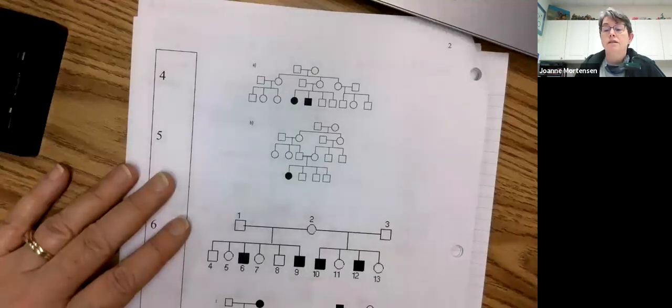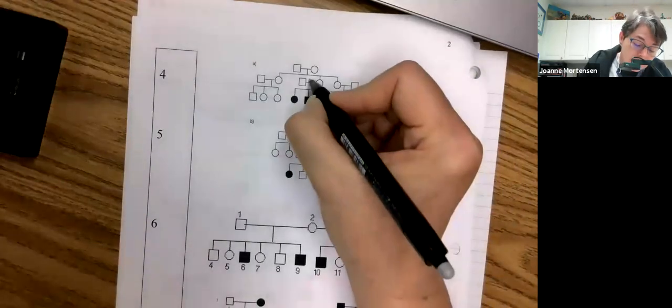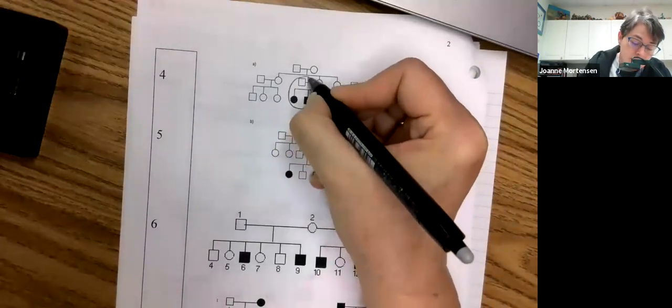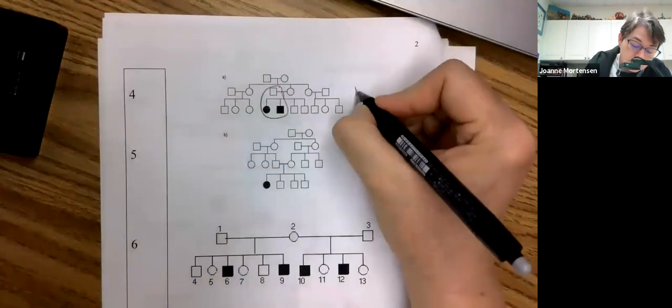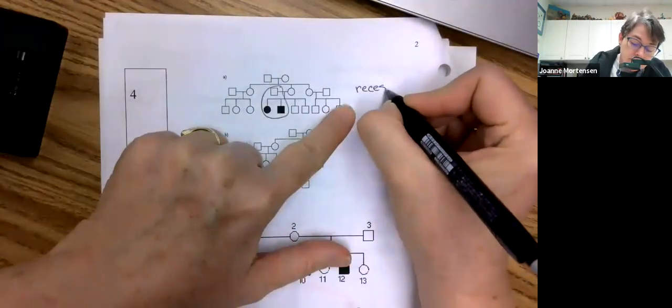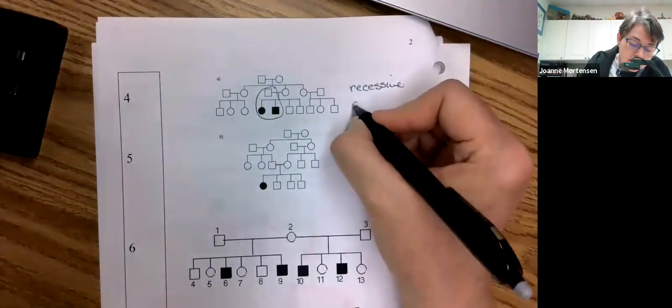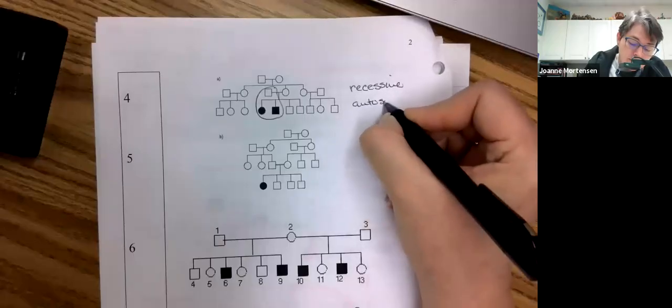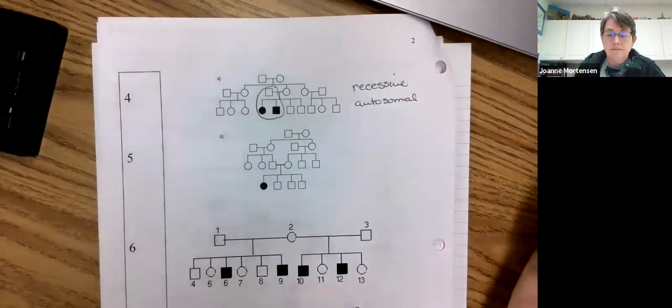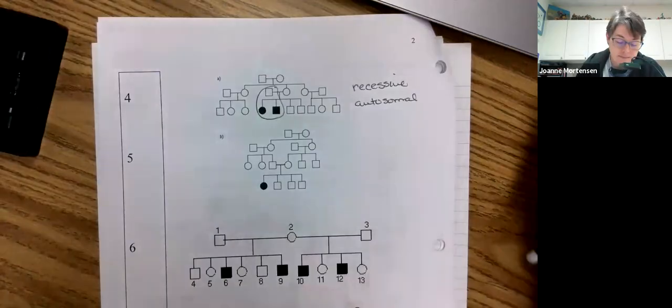If you have this page, turn off the camera and do the analysis. You got this? All right, look, right there. There's enough to say it's recessive. Now, because we have 1 male and 1 female, I would say it's autosomal. If it was both guys, then we could argue it might be X-linked.